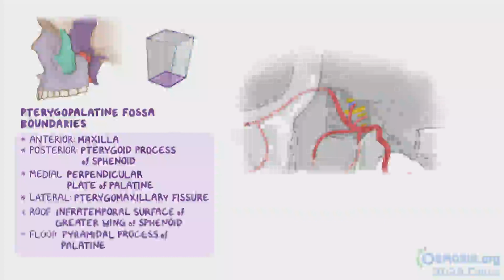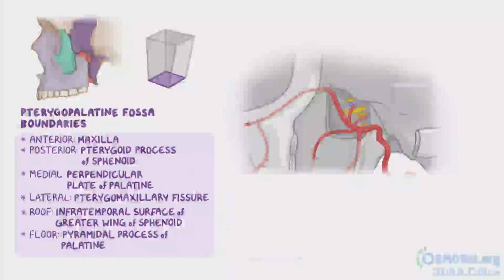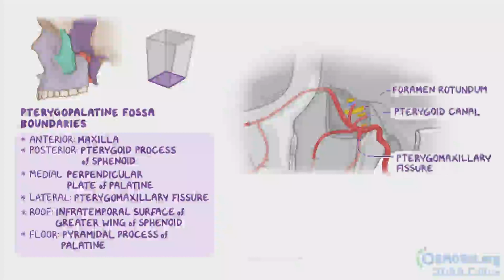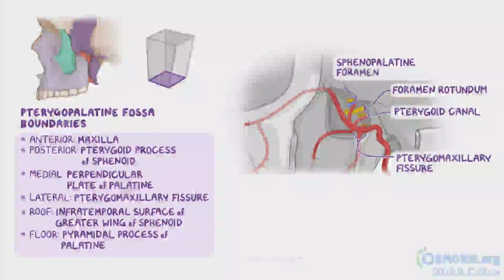The fossa communicates with the middle cranial fossa through the foramen rotundum and the pterygoid canal, the infratemporal fossa through the pterygomaxillary fissure, the nasal cavity through the sphenopalatine foramen, the pharynx through the palato-vaginal canal, the orbit through the inferior orbital fissure, and the palate through the palatine canal.